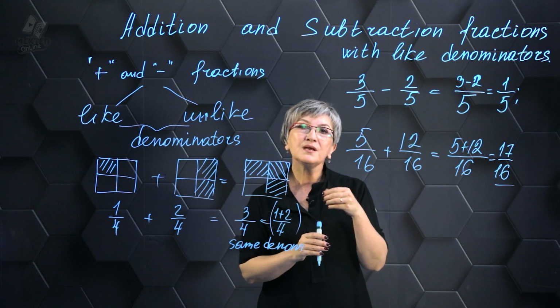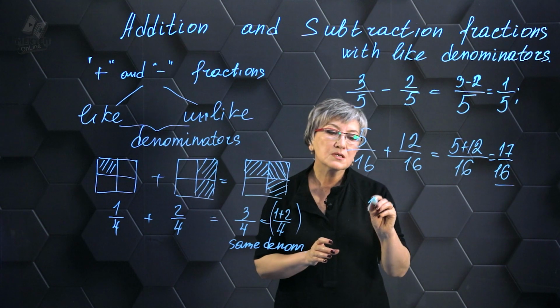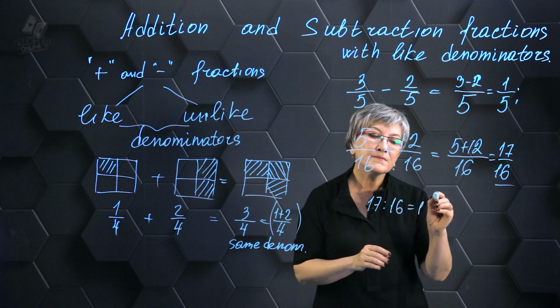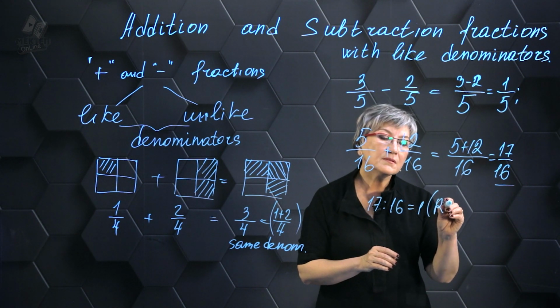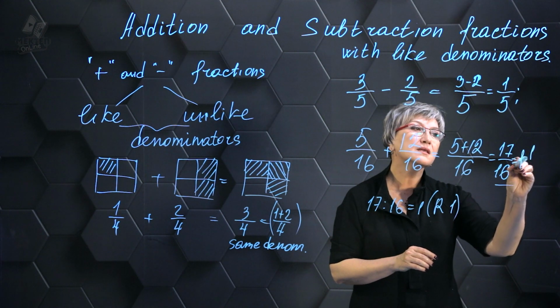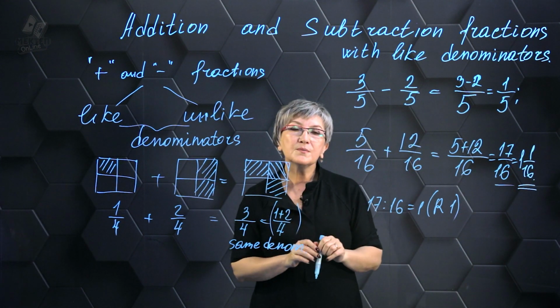But in math, it's customary to separate the whole part. Recall how we separate the whole part. When dividing 17 by 16, I get 1. There's just a little bit left. So I can write 1 1/16. And we're going to write down this answer together.